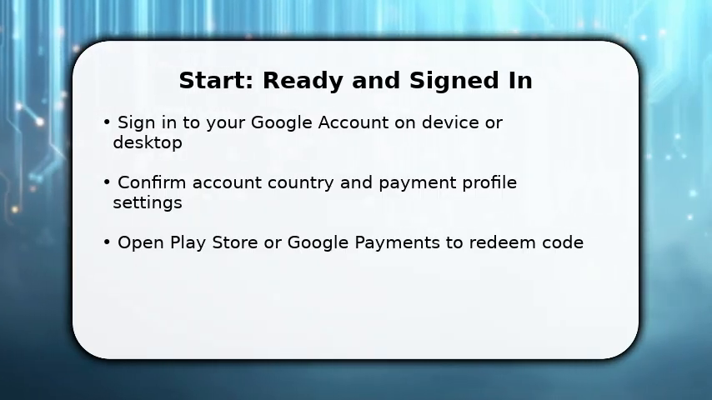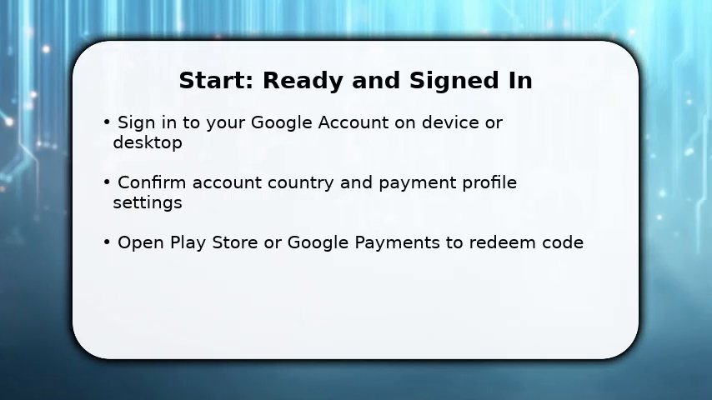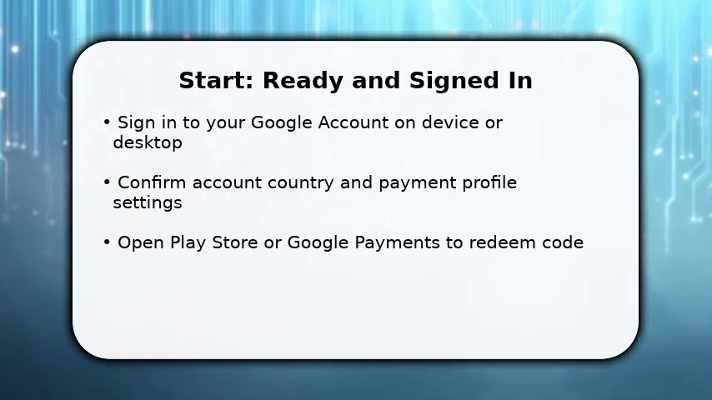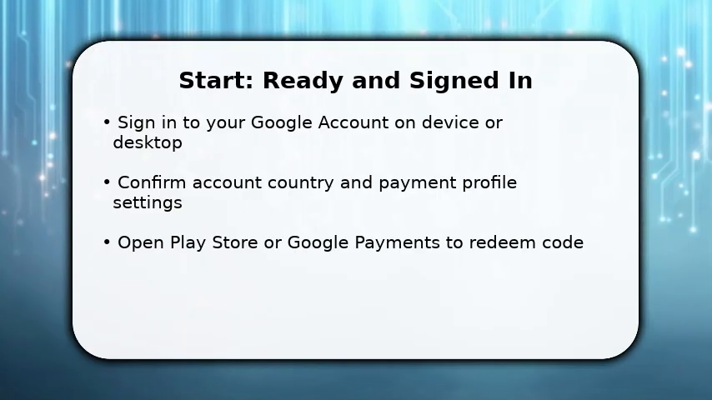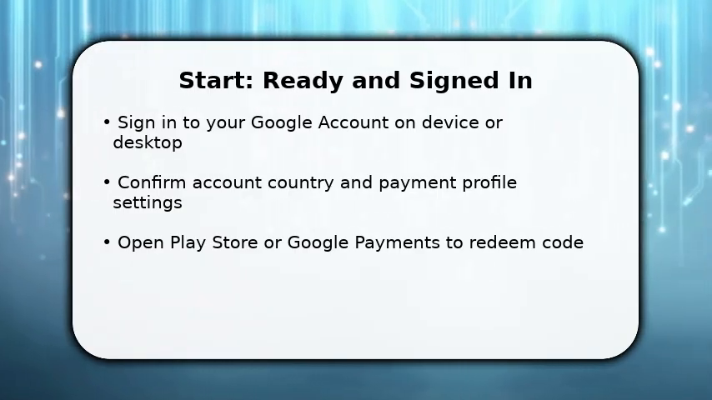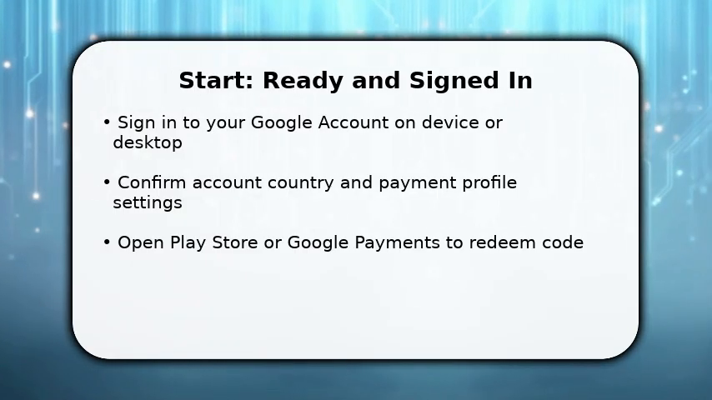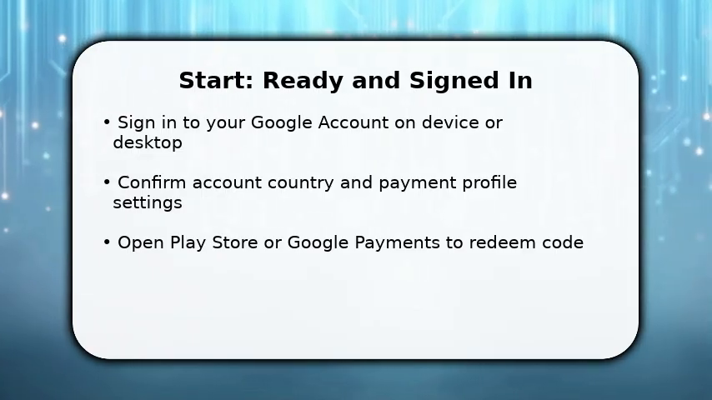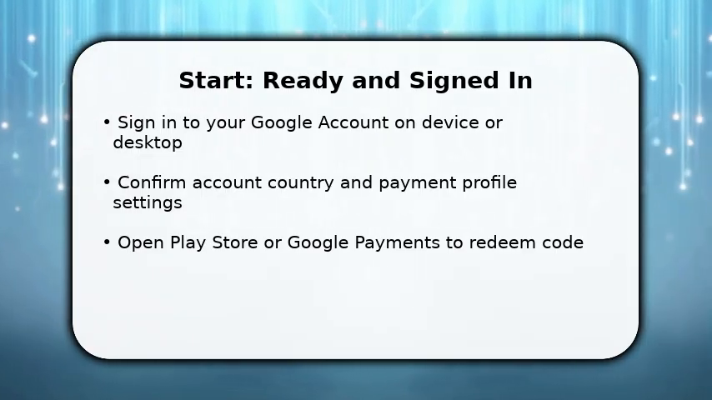Now open the Google Play app or Payments.Google, and locate Redeem. Enter the 16-character code exactly, then tap Redeem to add the credit. Doing this first prevents later permission or billing mismatches and keeps the balance available immediately.